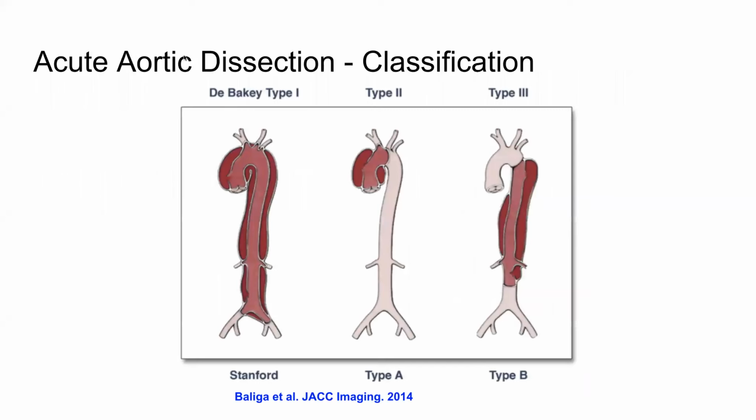Moving forward, there are 2 classifications of acute aortic dissection: the DeBakey classification and the Stanford classification. The Stanford classification is simpler. Type A means ascending aortic involvement. A is for ascending, B is for descending, and that is the most important differentiation in terms of management. Type A is a surgical emergency. Type B is a medical emergency, unless it gets complicated, as we'll see later on.